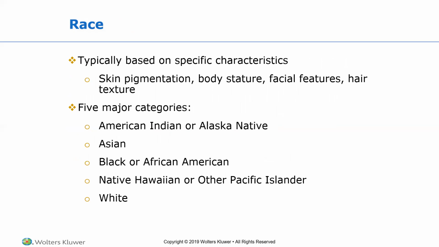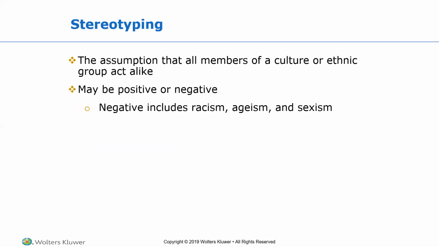Race, we can identify this based on certain skin pigmentations, body stature, facial features, hair texture. There are 5 major categories of race. I'm sure all of you have seen these questions, maybe if you're purchasing something, or trying to sign up for something on the computer, a new website, typically these types of questions come out. Stereotyping, it can be positive, it can be negative. So just thinking about that and making sure that you're being mindful and professional at all times.